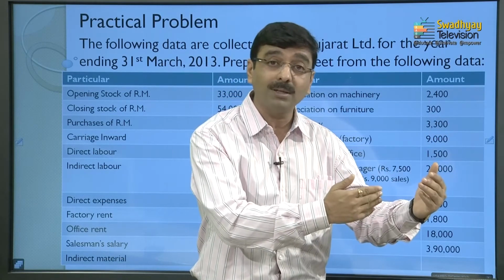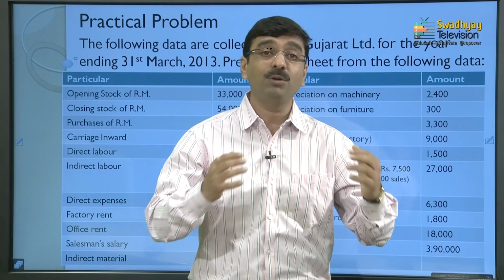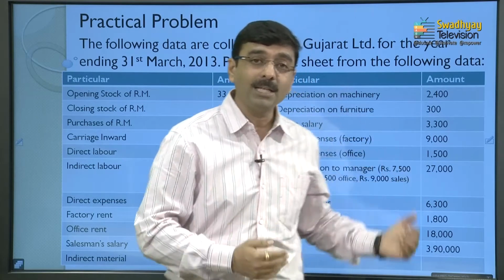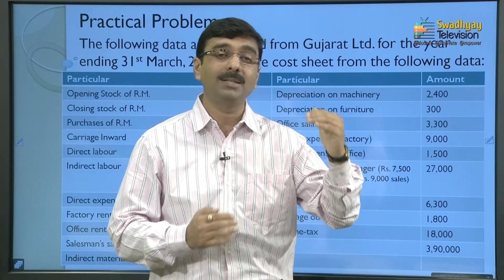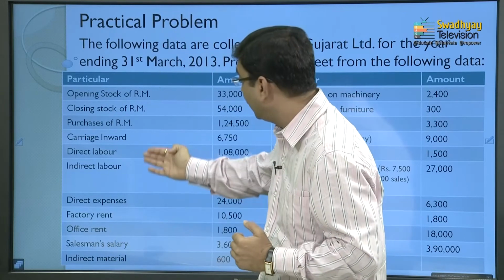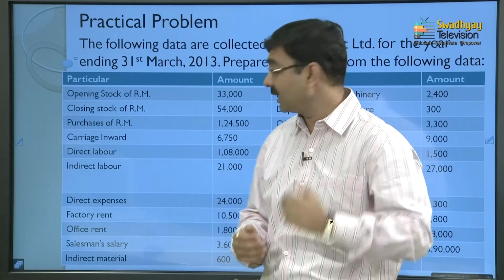Why is carriage outward under the selling and distribution expense? Because carriage outward is paid at the time when you are selling goods. So carriage outward would be recorded under the selling and distribution expenses. Then direct labor is a direct expense, and will be recorded under the second head, direct expenses.